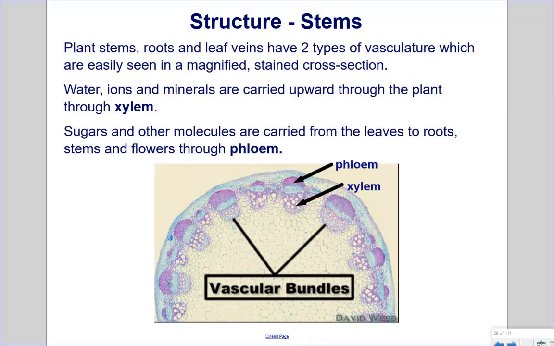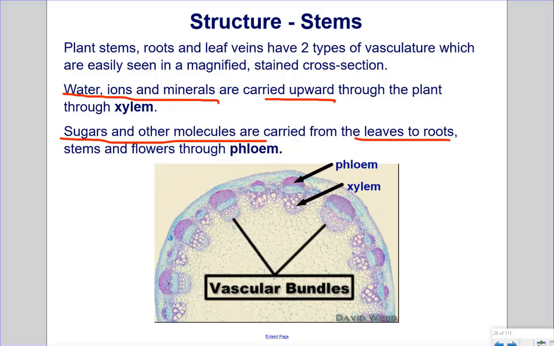Structure. Stems. Plant stems, roots, and leaf veins have two types of vasculature which are easily seen in a magnified, stained cross-section. Water, ions, and minerals are carried upward through the plant through xylem. Sugars and other molecules are carried from the leaves to the roots and stems and flowers through phloem.